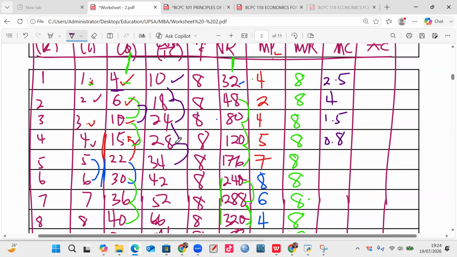34 minus 28, then 22 minus 15. Only one person is answering. The others are not saying anything. Or you don't understand it? Do you understand it? Yes, sir. Yeah, let's be quick. Time is running out.